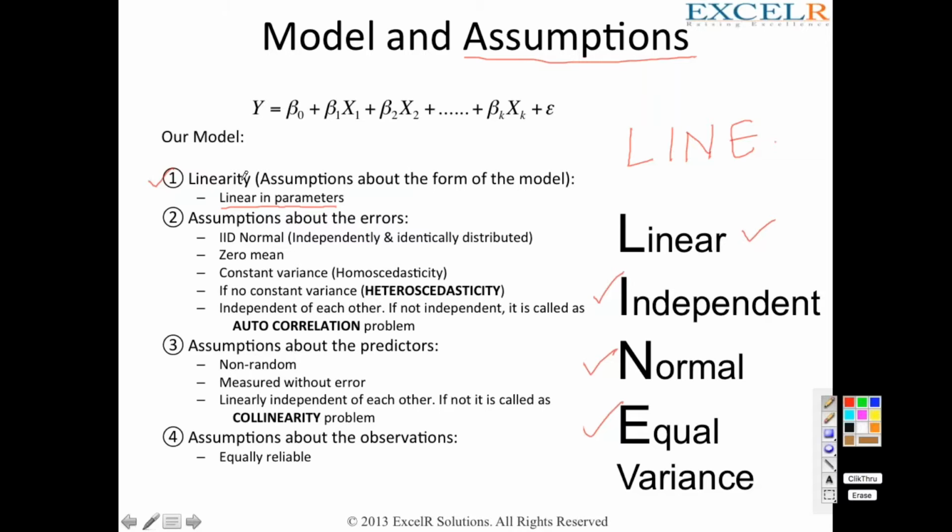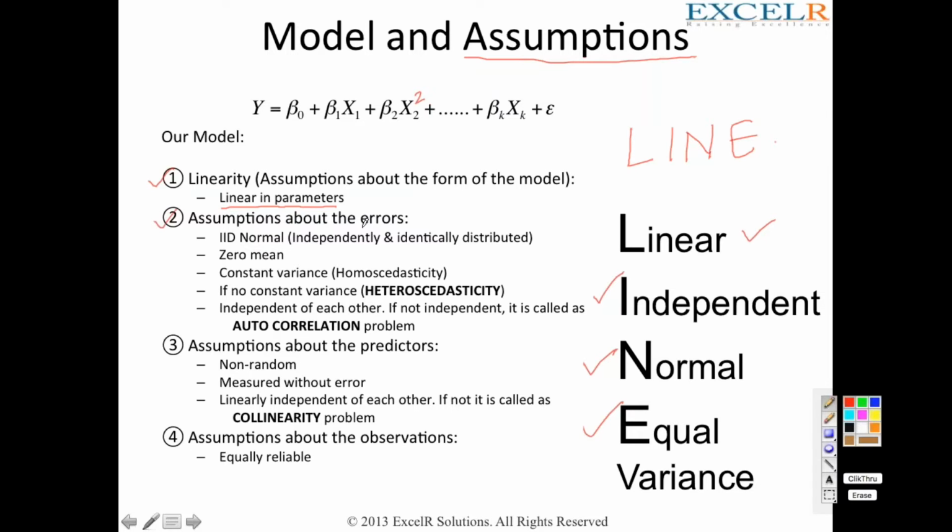Okay, so that means these coefficient values should enter linearly into the equation. I can put a square here, and it will become quadratic. But what I'm interested in is whether these coefficient values, or parameters, or estimates, are entering linearly into the model. Of course, a scatter diagram is the best bet for that.